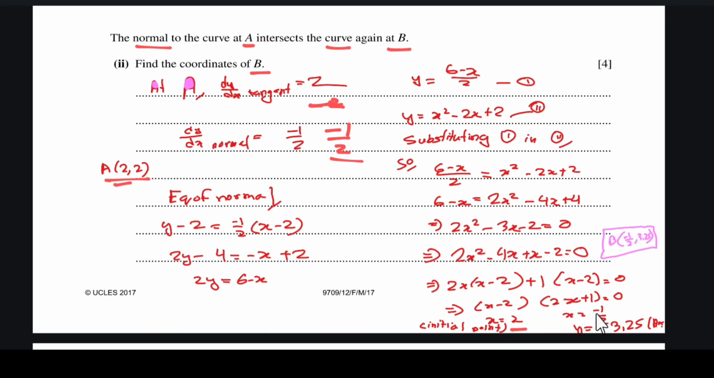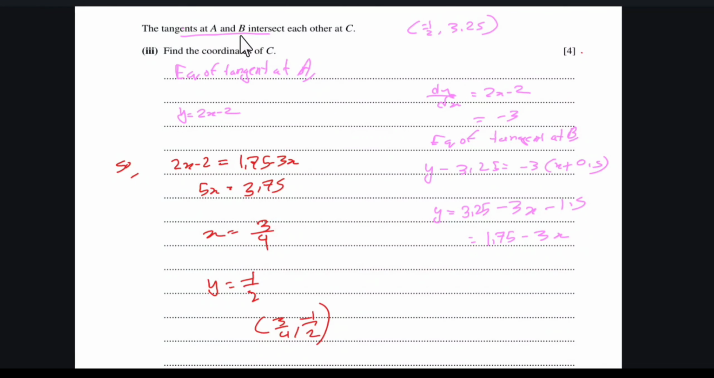And after substituting the value of x in any of these equations, that is the equation of the normal or the equation of the curve, we get the value of B or the value of y, that is 3.25. So these two coordinates would be the coordinates of B. The tangents at A and B intersect each other at C.